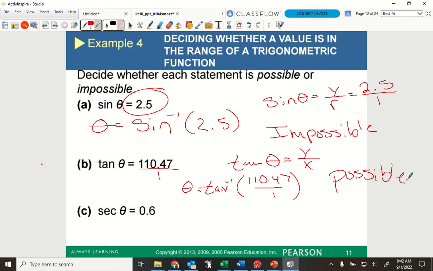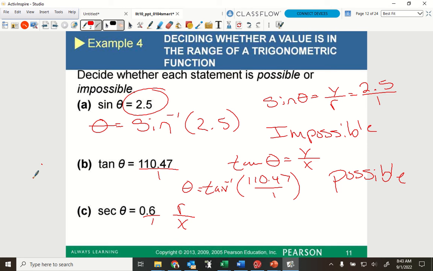So let's take a look at secant. What do we know about secant? R over X. So let's write that out. It's R over X. Now, if I write this as a fraction, this would be over 1, isn't it? Yeah. Over 1.